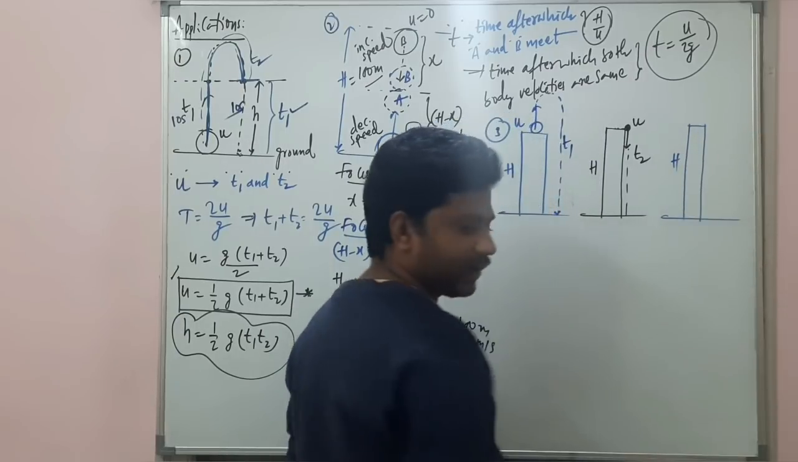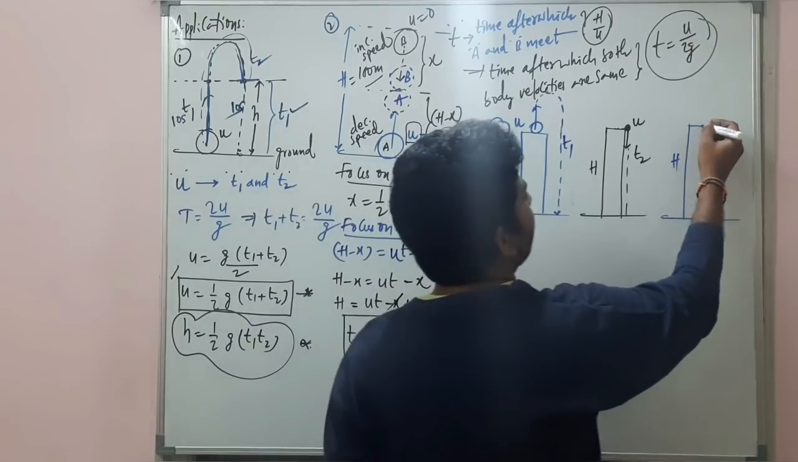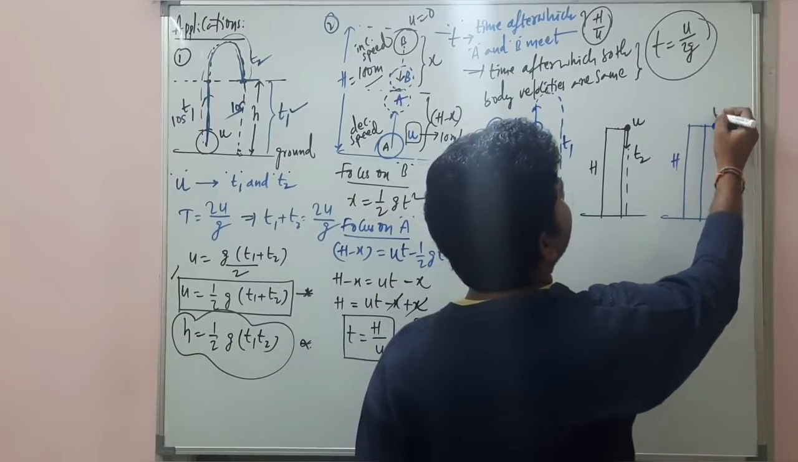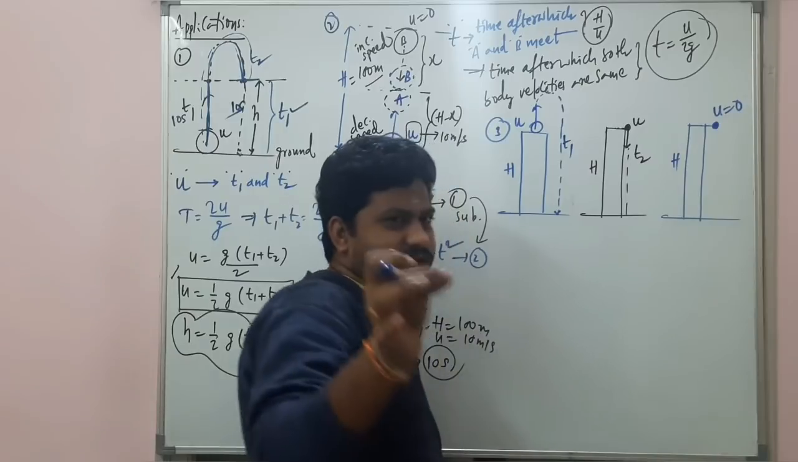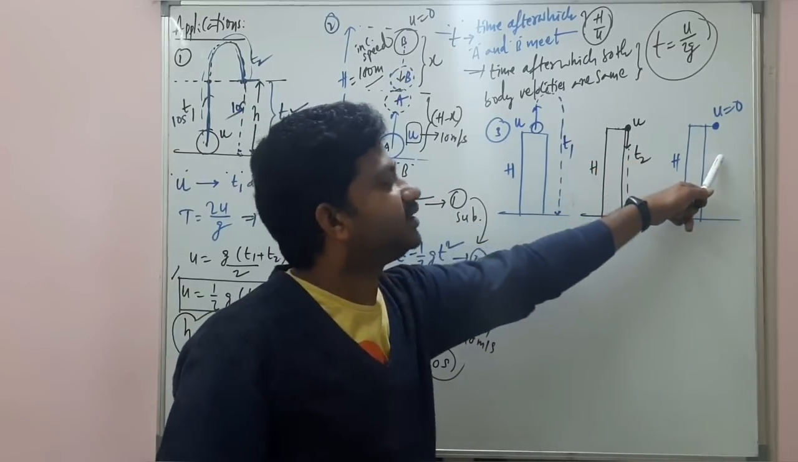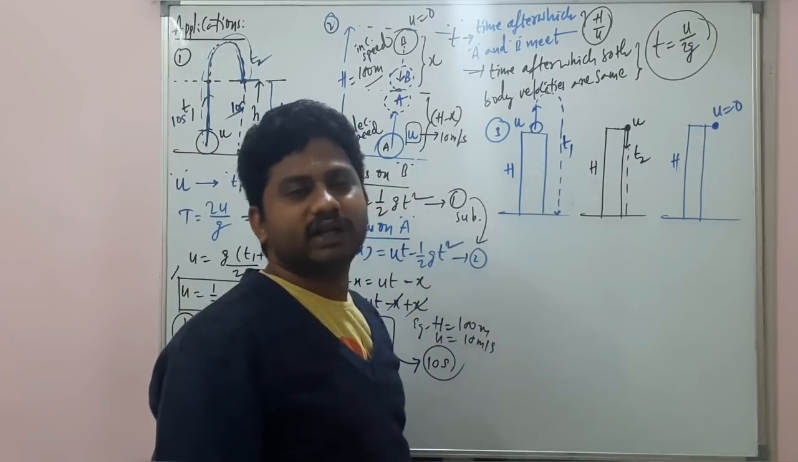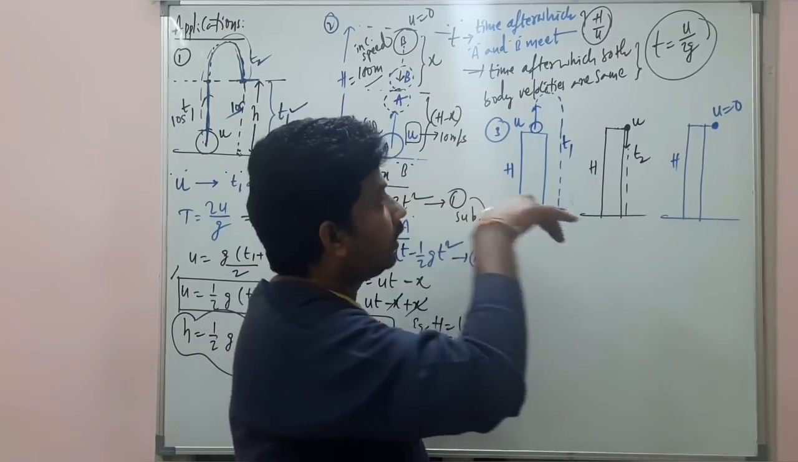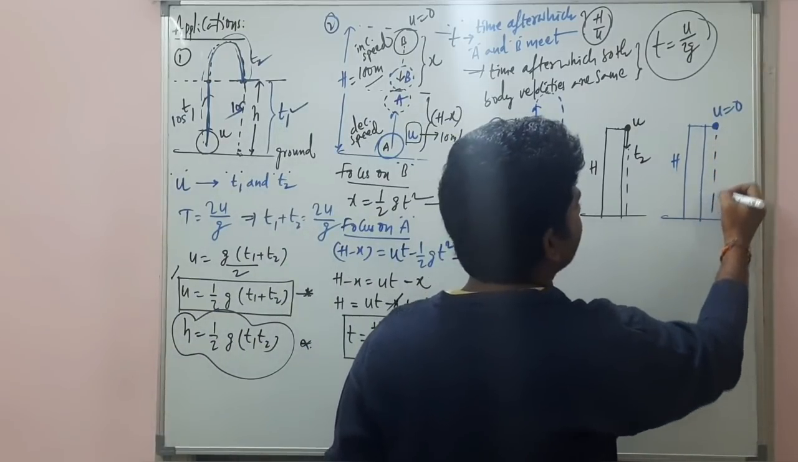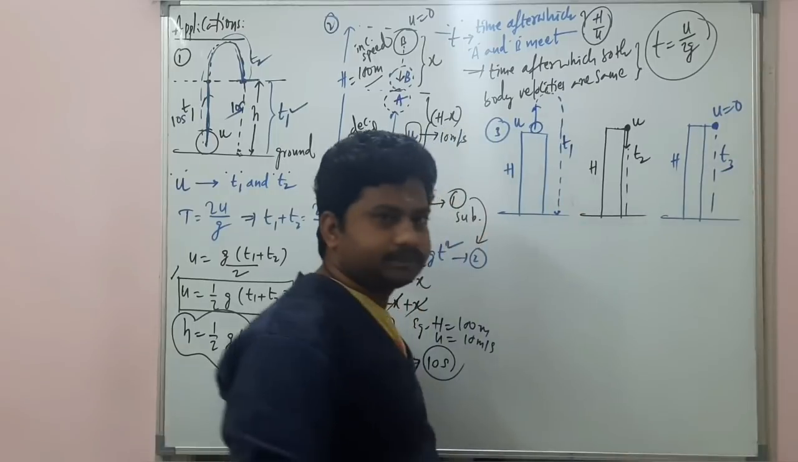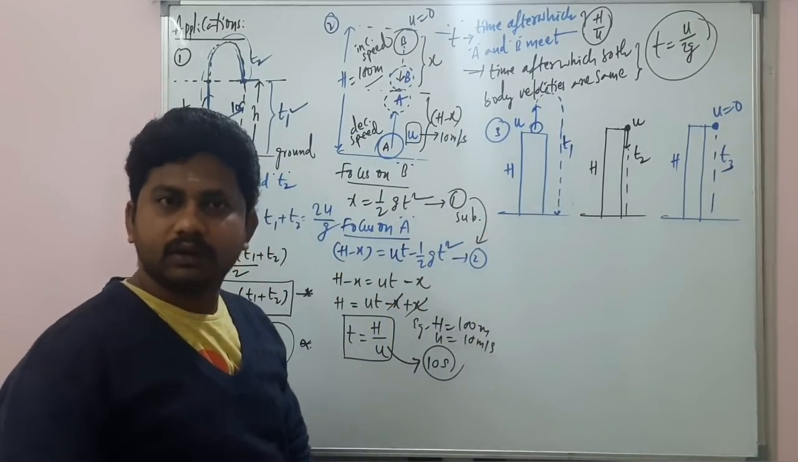Same tower of height h, and from here the body is freely falling. So that means it is just dropped. This is thrown downwards, this is dropped, and this is thrown vertically upwards. And you know, this body took a time t3. Alright?